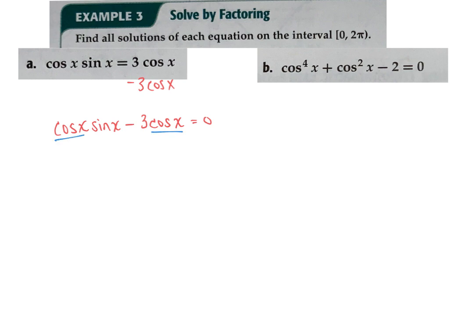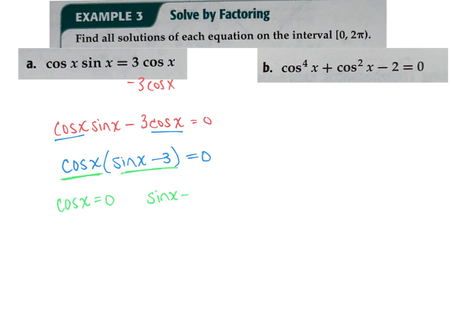You'll notice you have a cosine in common. So I'm going to take that cosine out. And I'm left with sine of x minus 3 equals 0, all right? And so now I have these factors, and I'm going to set each factor equal to 0. I'm going to set this cosine equal to 0. And I'm going to set this sine x minus 3 equal to 0. And then I'm going to solve those individually.